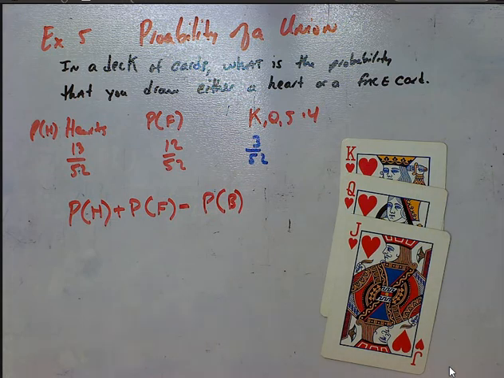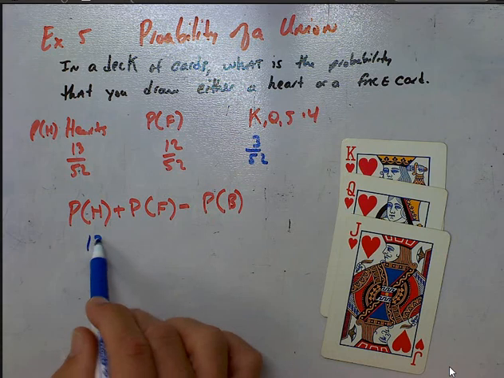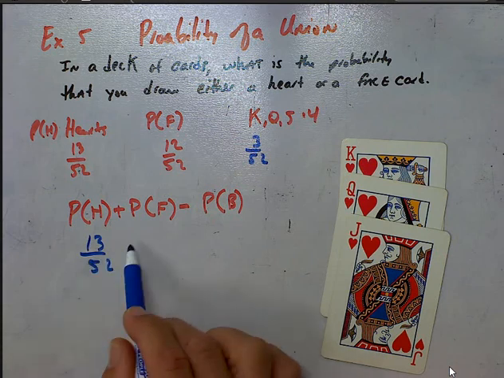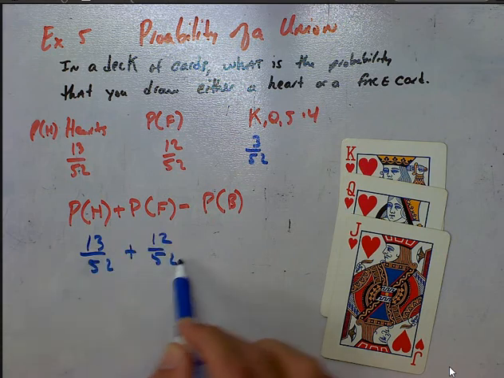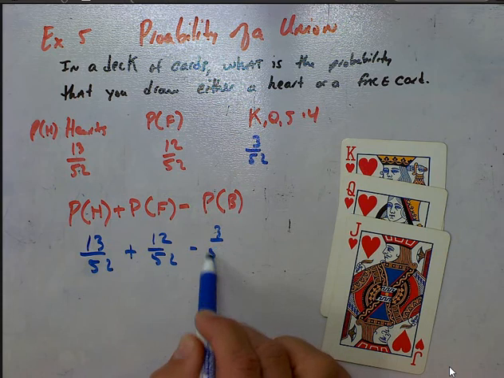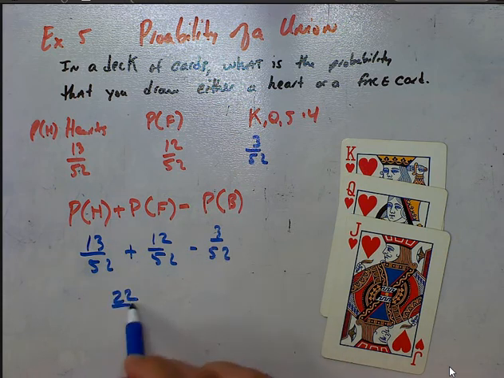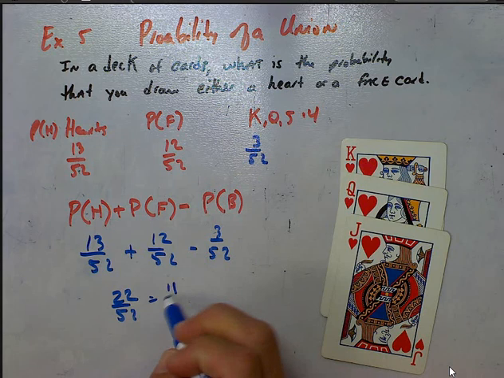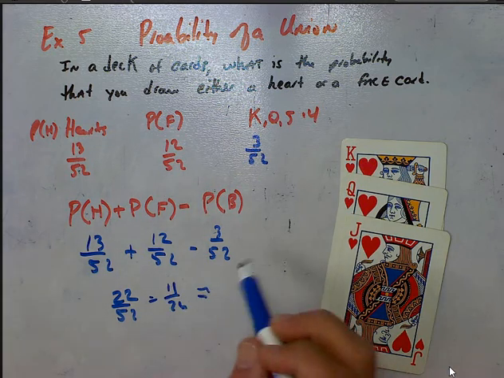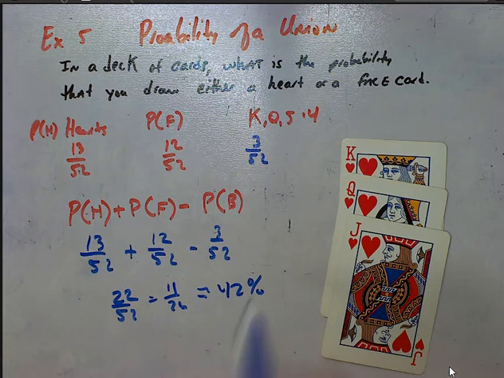And so now it is 13 out of 52 plus 12 out of 52, and I'm going to subtract 3 out of 52, and that's going to give me 22 out of 52. 22 out of 52 turns out to be 11 out of 26, so there's our fraction, or if you prefer a percent, it's approximately 42%.